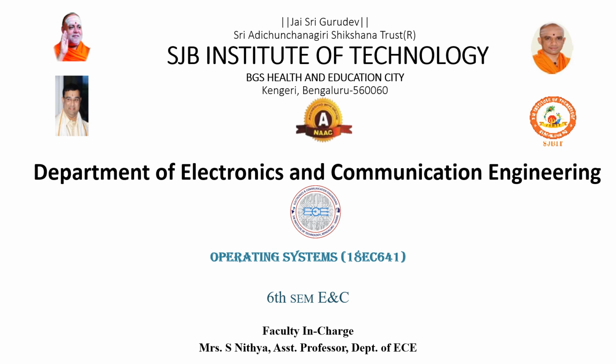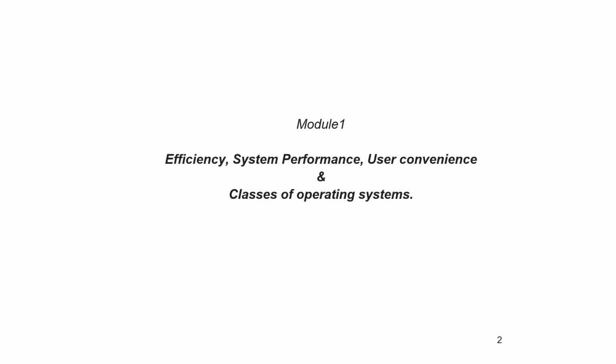Now today we are going to discuss efficiency, system performance and user convenience. This is one of the goals of an operating system: efficiency, system performance and also user convenience. These are the operations and the goals of an operating system. And also we are going to discuss the classes of operating systems. What are the different classes of operating systems available? In depth we are going to talk about that.